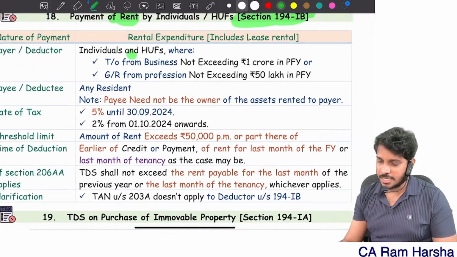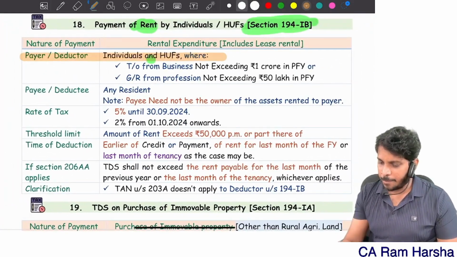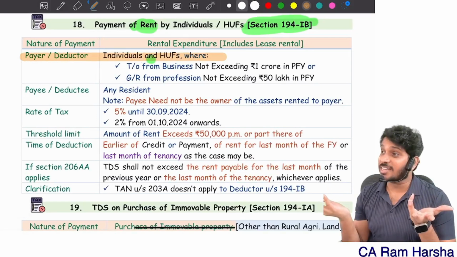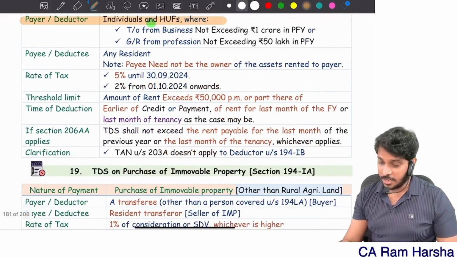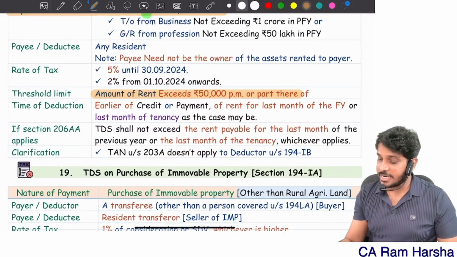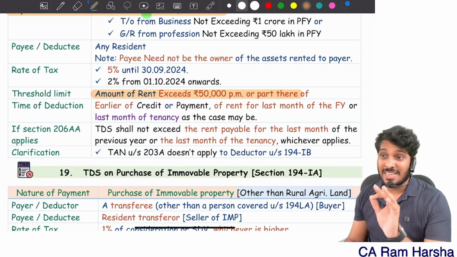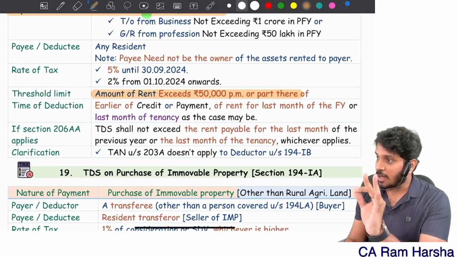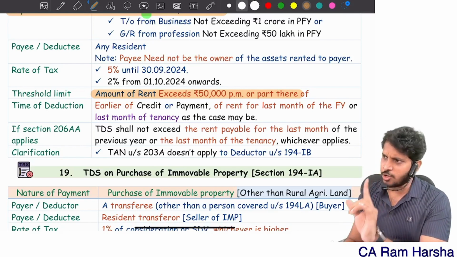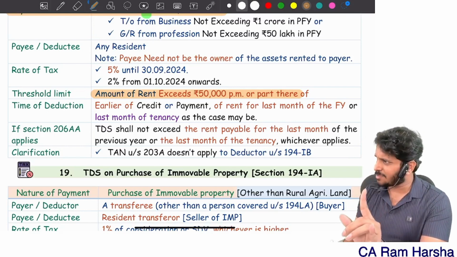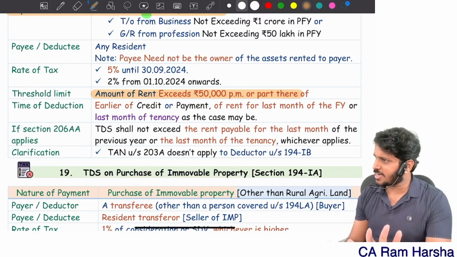Now, what does this 194IB section say? It says something very simple. I am an individual or HUF who is not covered under 194I. Then if you are paying rent, and monthly rent is more than 50,000, per month rent or part of rent. Say one day you took a function hall on rent and you are paying 1 lakh. You are liable under 194IB.